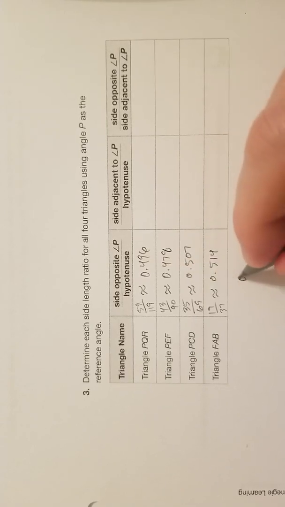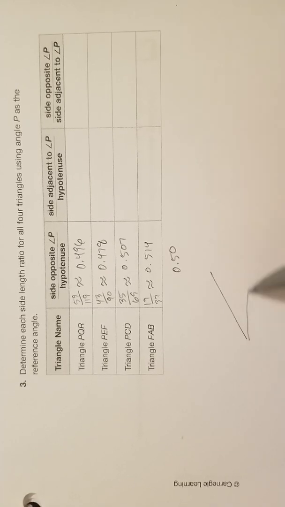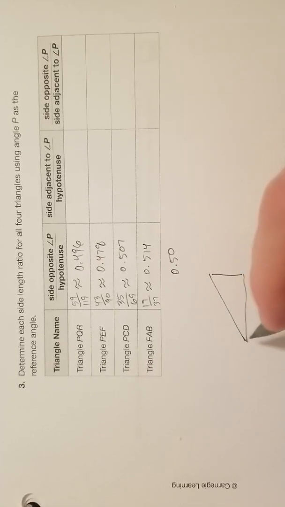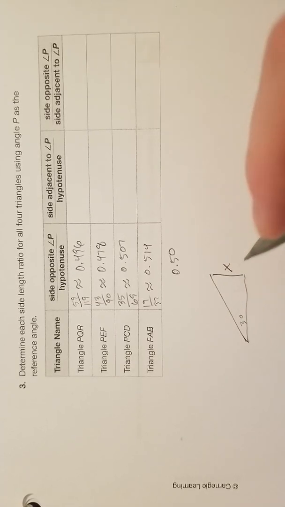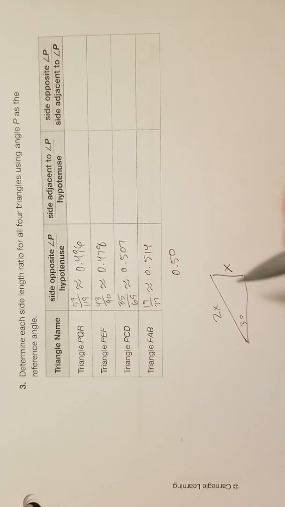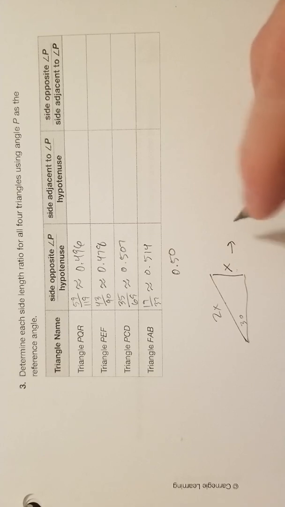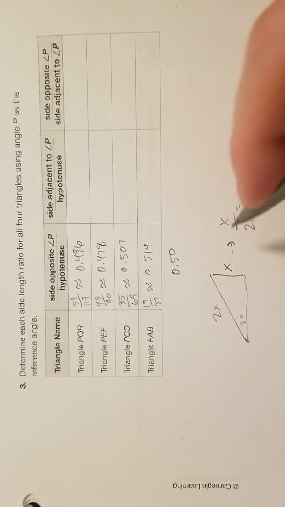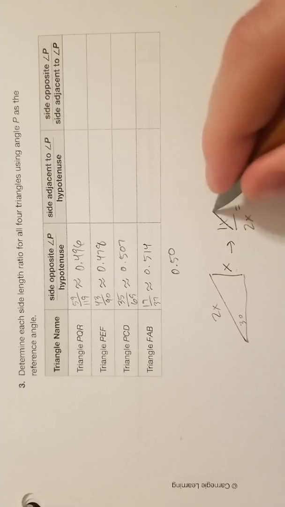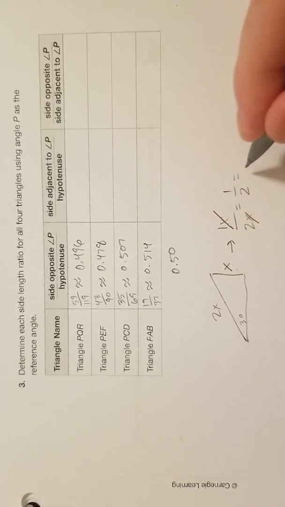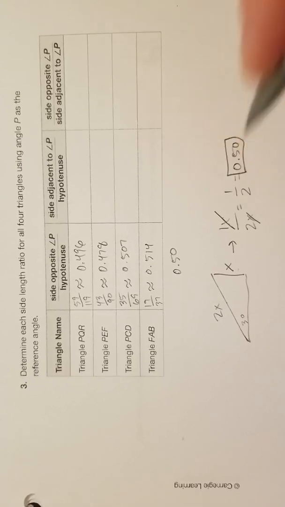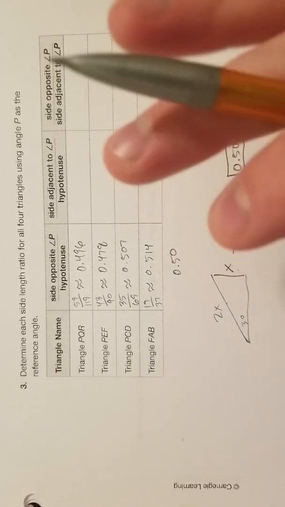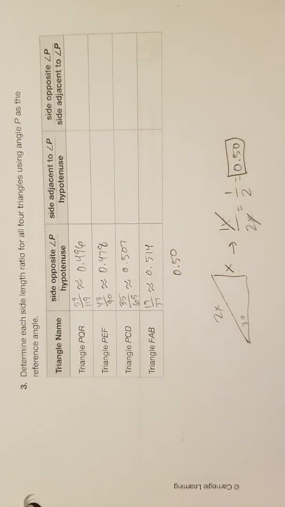Okay, I'm starting to notice a pattern. It looks like these are all hovering about 0.50. And if you remember our thing about 30-60-90 right triangles, if this is our 30-degree angle and this is x, then this is 2x, right? The hypotenuse is twice as long as the shortest leg. So x divided by 2x, the x's cancel out, and I should get 1 over 2, or 0.50. So if I drew this triangle perfectly, like with laser precision, I should get 0.50.